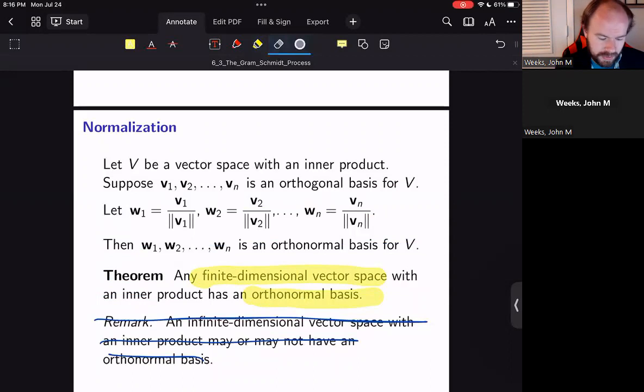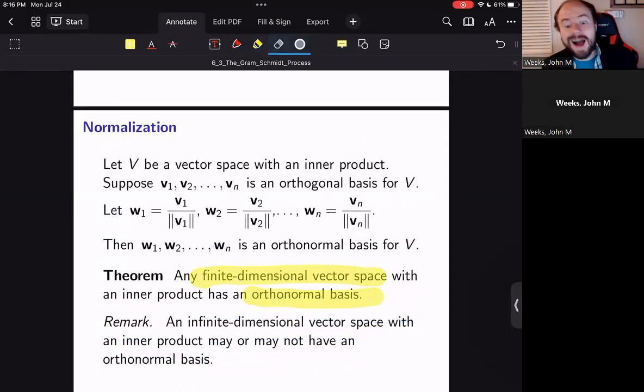Okay, quick remark here. An infinite dimensional vector space with an inner product may or may not have an orthonormal basis. So it's going to be interesting trying to work with some infinite dimensional vector spaces. Sometimes we are going to have orthonormal bases. We can do all of this process, and sometimes we're just not going to be able to do that. There's going to be a difference between these types of infinite dimensional vector spaces that end up having an orthonormal basis and those that don't.